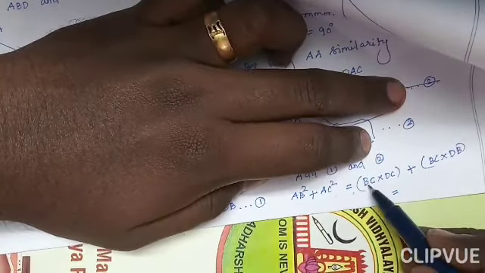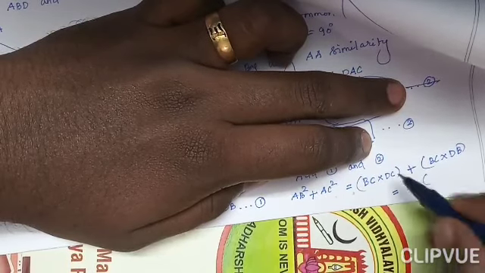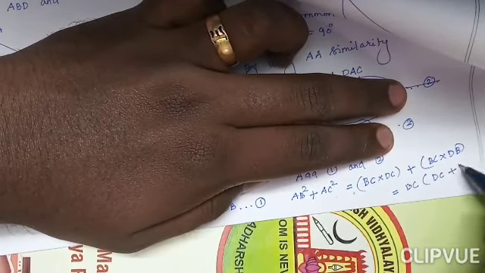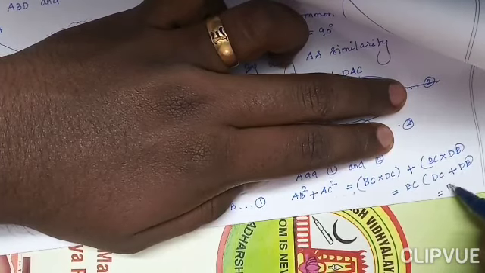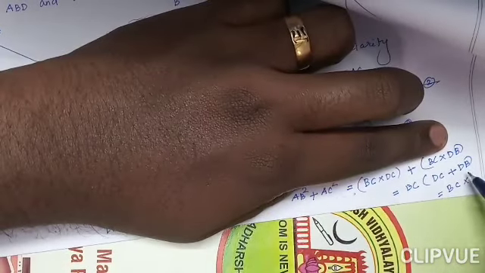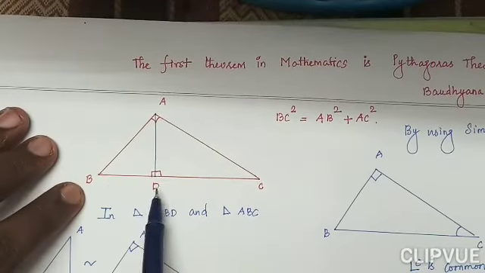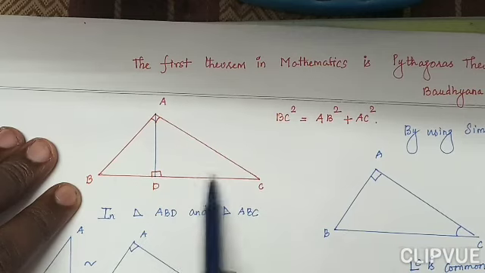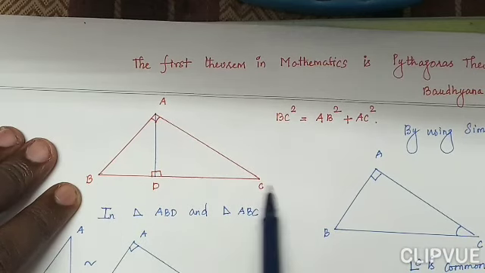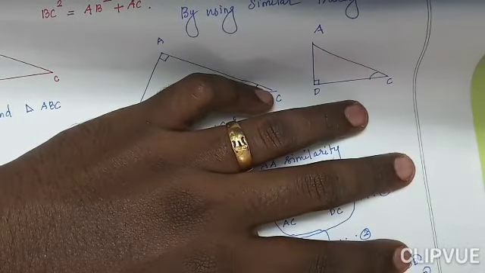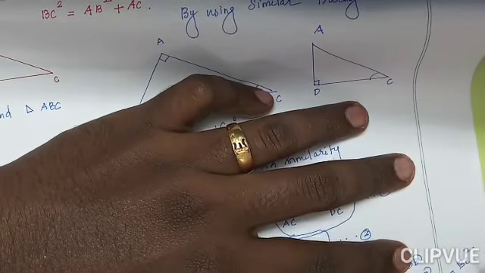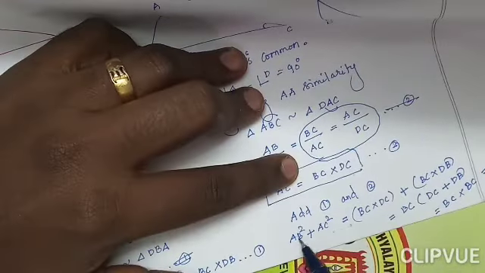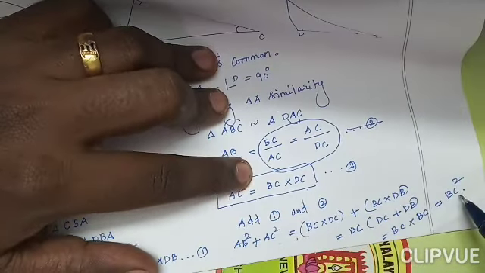Okay. So here BC is the common factor. If you take that out, what do we have? BC into DC plus DB. Listen. DC plus DB is equal to BC. If you add DB and DC you get BC. So BC square. Listen, AB square plus AC square is equal to BC square. Hence the theorem. I hope you understand.